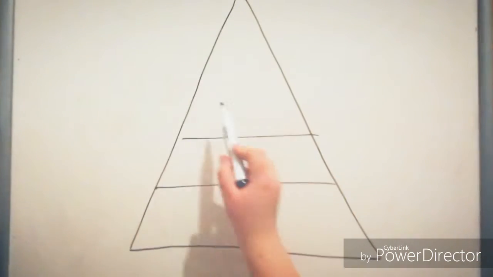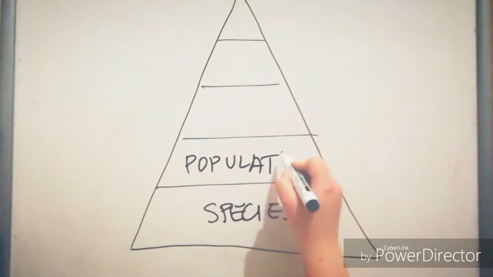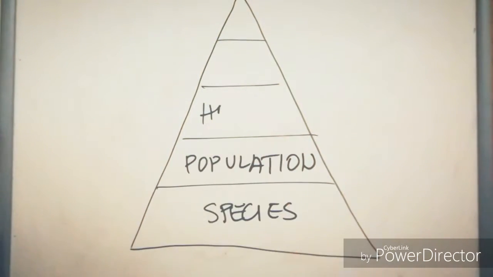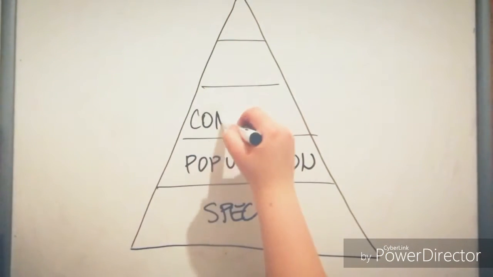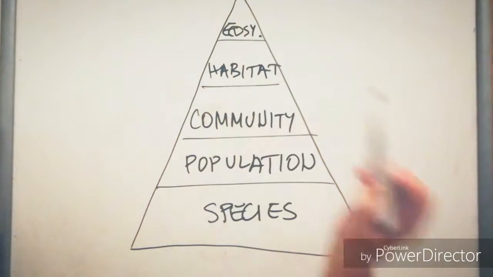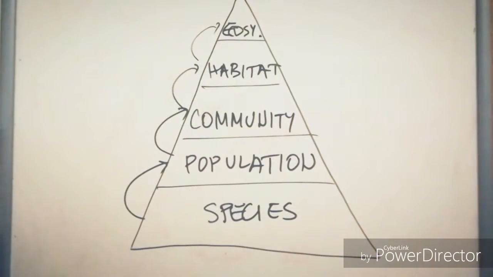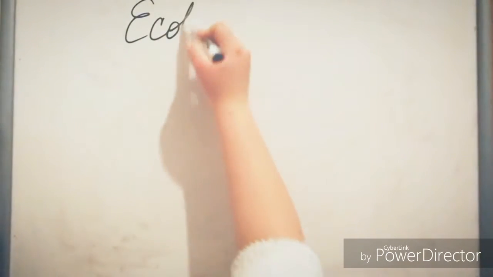There's this sort of hierarchy or pyramidal shape. At the bottom there are species, then population, then community, which lives in a habitat, and at the top is ecosystem. A species is one type of organism which can interbreed, and they live in the same environment. When they live in the same environment at the same time, they create a population, which then creates a community, which lives in a habitat and forms an ecosystem.